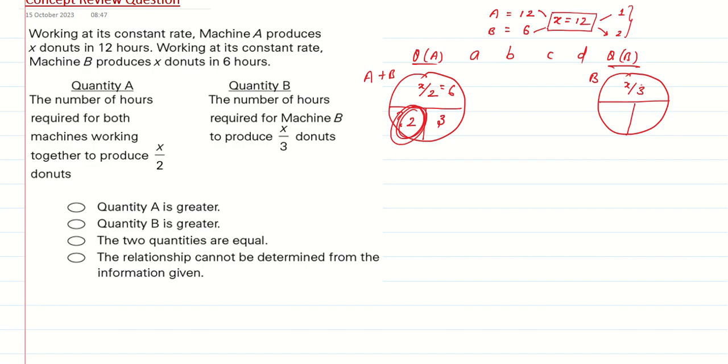Now look here. X by 3 means how much? 4. What is the efficiency of B alone? The rate of B is 2. How much will we get here? 2. I'm just dividing, correct? That is a division. So what is my answer? Option B.